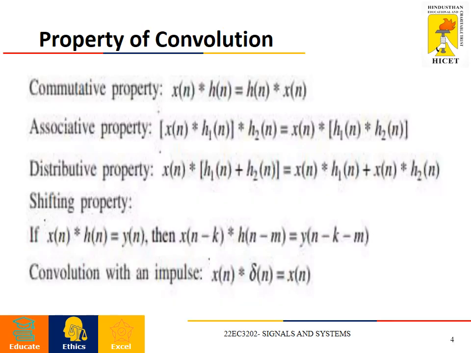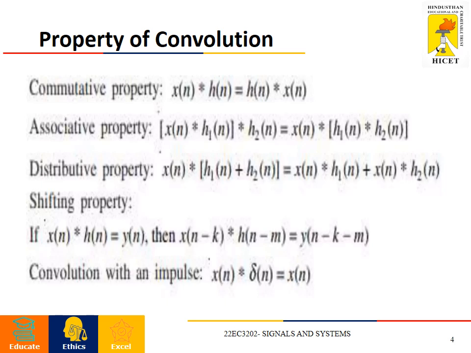The next topic is about properties of convolution. The first property is the commutative property. Here x of n convoluted with h of n is equal to h of n convoluted with x of n. Both are the same. The result will be the same.